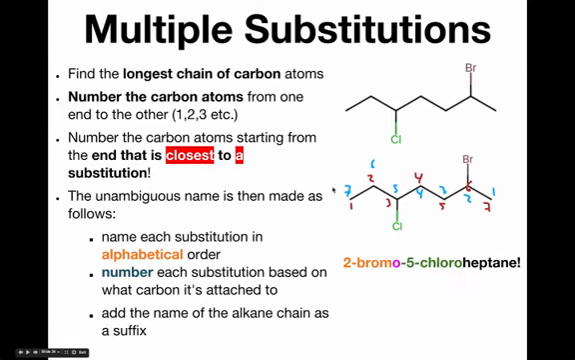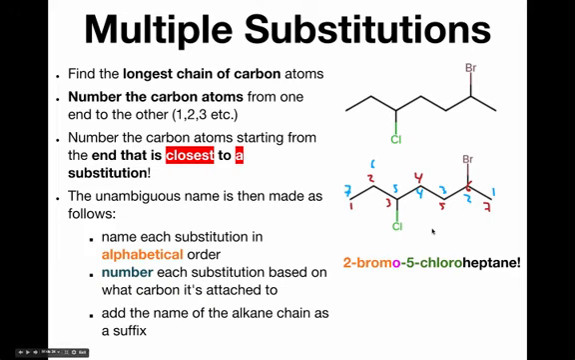The name of this particular molecule is 2-bromo-5-chloroheptane, because the bromine or the bromo substitution is on carbon number 2 using the blue numbering system, and the chlorine or the chloro substitution is on carbon number 5 using the blue numbering system. So this particular molecule's unique unambiguous name is 2-bromo-5-chloroheptane, and the heptane is there because this chain of carbons has 7 carbons in it, and heptane has 7 carbons. So that's how you name unambiguously alkanes that have more than one substitution.